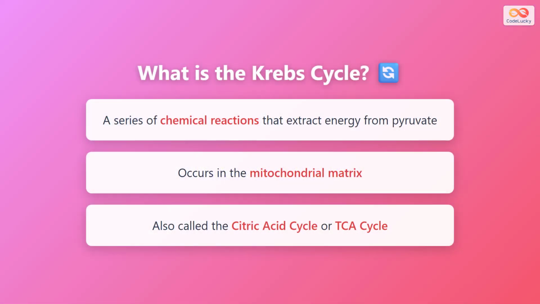So what exactly is the Krebs cycle? It's a series of chemical reactions that work together to extract energy from pyruvate molecules. This cycle occurs in the mitochondrial matrix, which is the innermost compartment of the mitochondria. You might also hear it called the Citric Acid Cycle or TCA Cycle, which stands for Tricarboxylic Acid Cycle. All three names refer to the same important process.